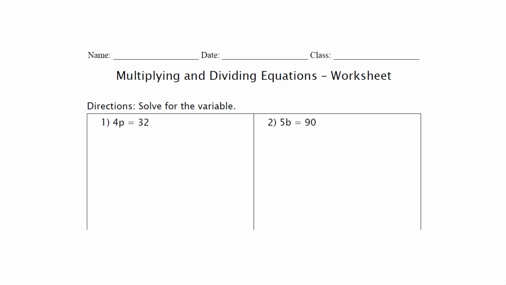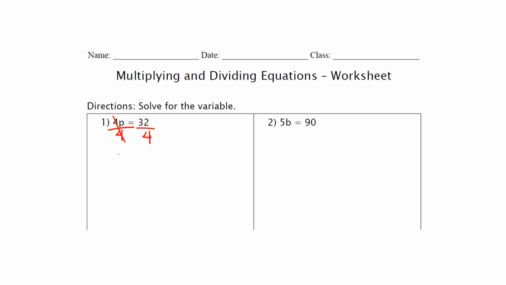So I need to use the inverse operation, which is division, to get the 4 to the other side of the equal sign. So what that looks like is I'm going to divide the left side by 4 and the right side by 4. Whenever you're undoing something, you basically cancel that out. So I don't really have to work out 4p over 4. I just know that the 4's cancel out and I'm left with just the p.